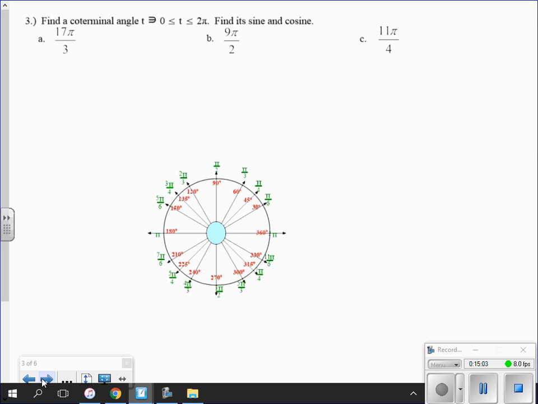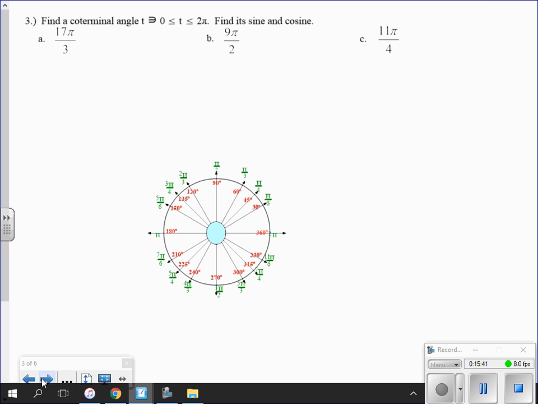Okay, find a coterminal angle somewhere between 0 and 2 pi, and find its sine and cosine. Once again, this is where the unit circle comes in handy. So 17 pi over 3. Remember we start at 0 and go counterclockwise? Well, that's several times around the circle. I don't want to go several times around the circle. I want to find the angle between 0 and 2 pi that is the same as 17 pi over 3.